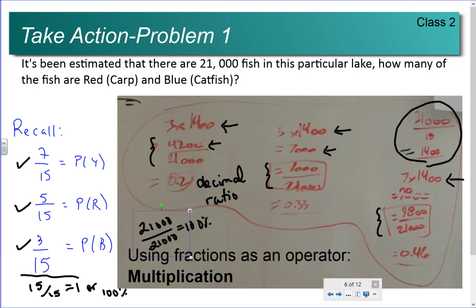They also added their decimal ratios. So 0.2, 0.33, and 0.46. And due to the rounding error here, approximately 0.33, they ended up with 0.99 as a ratio, but otherwise equal to 1. So great technique and good to check your work.